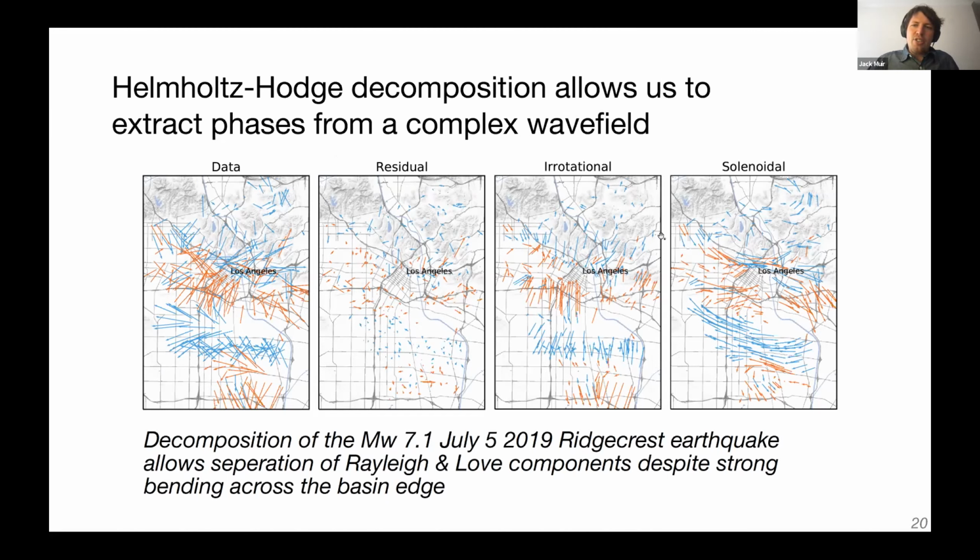So what we can actually do is set up an inverse problem to decompose the wave field into irrotational and solenoidal components. This means something that has no curl, and this is something that has no divergence. And this corresponds to the PSV system, and this corresponds to the SH system of the propagating wave field. And so what you actually get out of this is a separation into Rayleigh and Love wave components of this surface wave train, despite the fact that there's a really steep basin edge across the array.